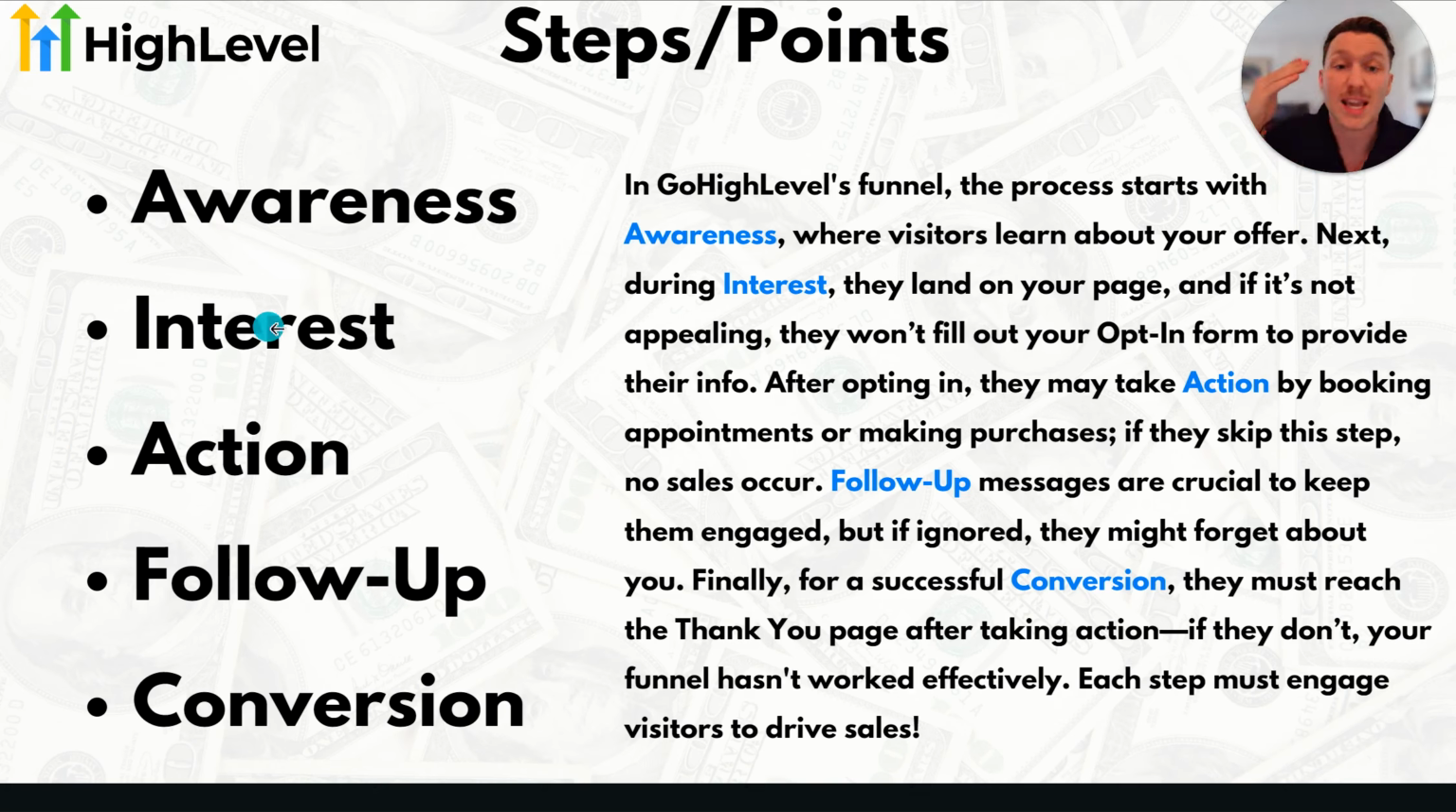So let's go through this. In Go High Level's funnel, the process starts with awareness. Okay, it's very obvious. It's what it sounds like. You have to let people know about your stuff, where visitors learn about your offer. Next, during interest, they land on your page, and if it's not appealing, they won't fill out your opt-in form to provide their info. So this is how you optimize so people buy.